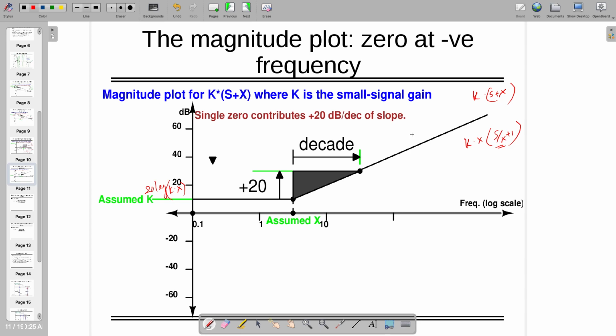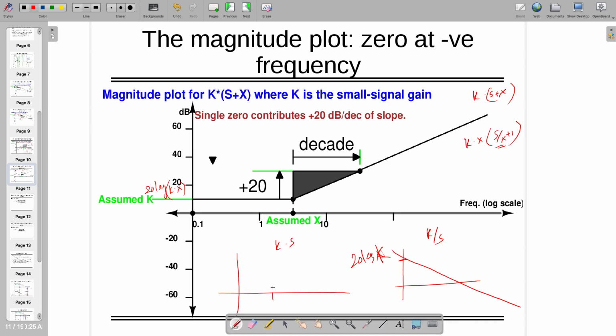So this will give you the complete plot. Are you following this till now? If it is k by s, you have to go to plus 20 log k, and thereafter you have to draw minus 20 dB per decade. If it is k times x, then you have to go to 1 by k, and you have to draw plus 20 dB per decade. If it is starting from somewhere else, then you have to draw the 0 dB and then go upside or downside. This is only going to happen when the system is type 0.